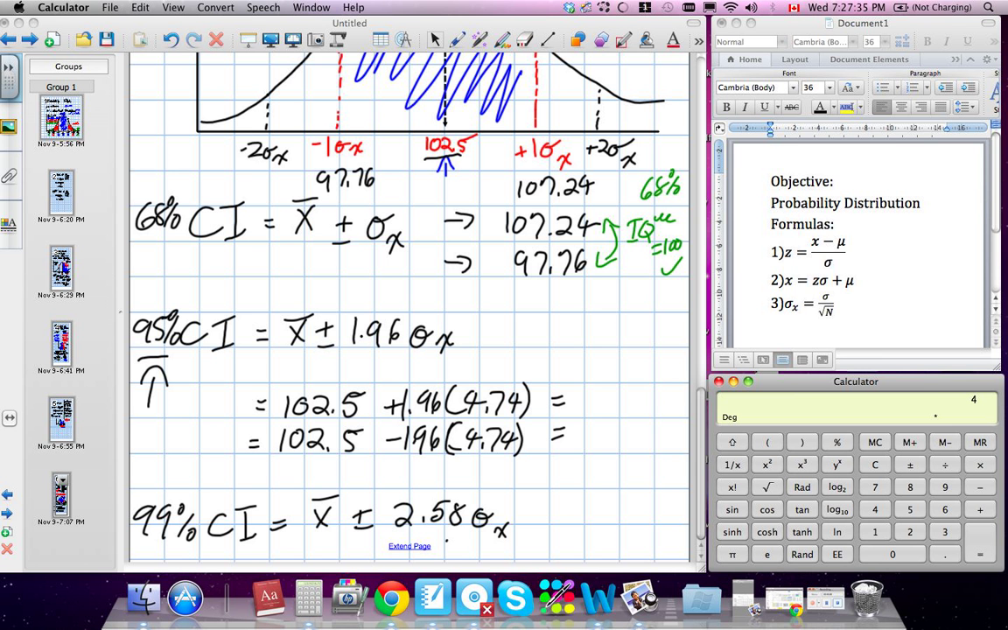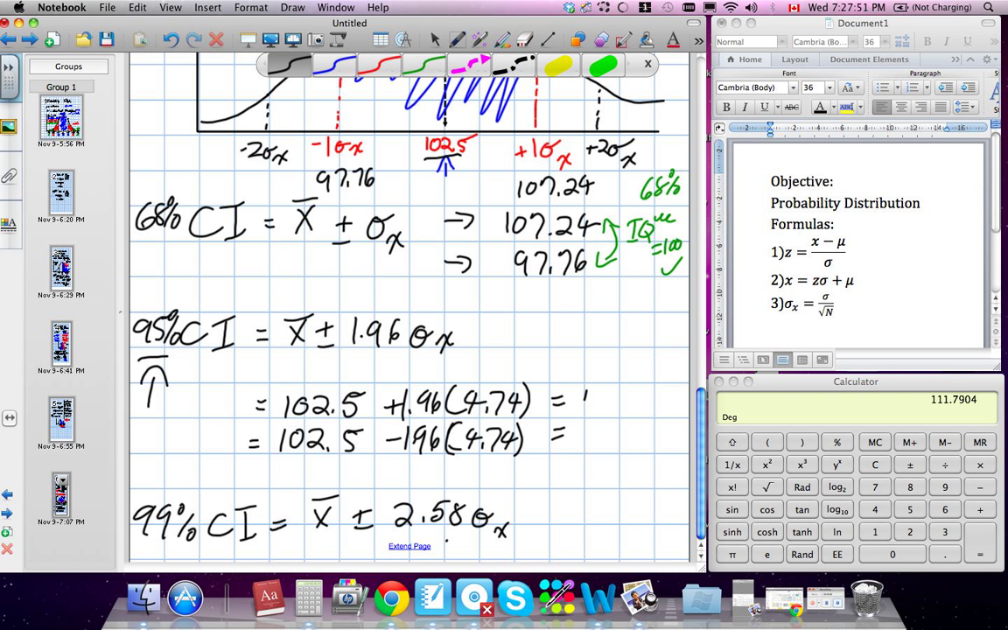And then a 99% confidence interval is not 3 standard deviations, but actually 2.58 times the standard error. Is that what they said, right? 2.58? Yeah, plus or minus 2.58. So, sorry, fix that part.